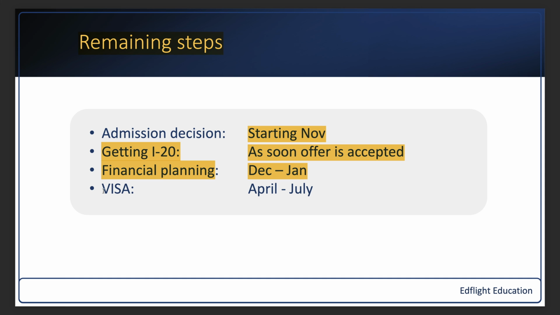And then finally, you also have to apply for the visa. As soon as you have the financial documents ready, you have the money in your account or whatever your plan is, you have the money available and you have the I-20 issued, then you can apply for the visa. And that typically should happen in the month of April to July.